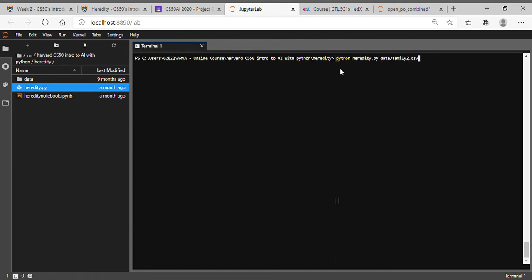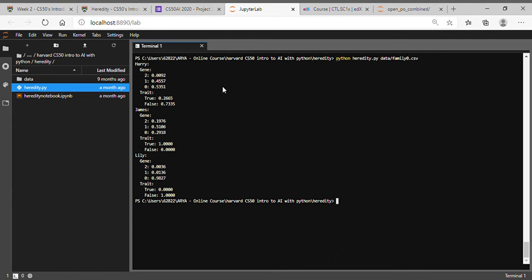We'll start with the first family, or family 0. Okay, now we can see here that Harry is the child of James and Lily. So from all the information that we are given, we are able to infer that Harry has 0.092 probability of having 2 genes, and then 0.4557 of having 1 copy of the gene, and then 0.5351 probability of having 0 genes.